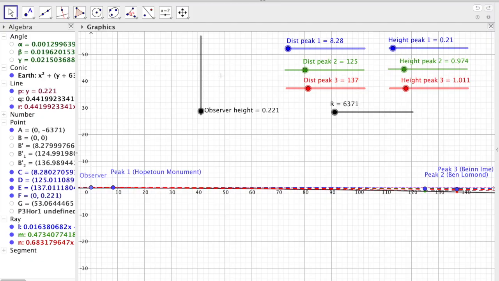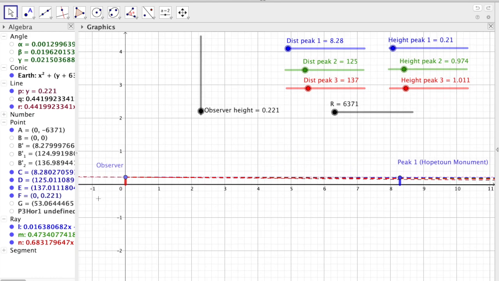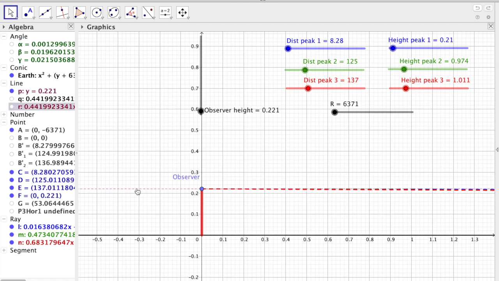So here's how it looks in GeoGebra. I've plotted in the distances and the heights and the observer height. So I'll first look at the observer. This dotted line is, if you can imagine, like a leveled laser, a very powerful laser at the observer height, and that would be straight ahead.